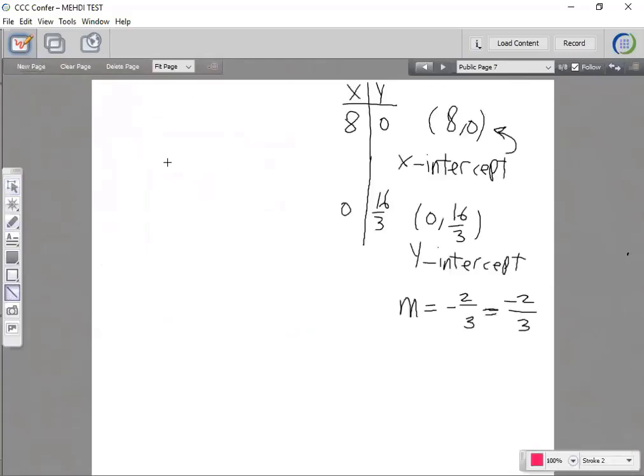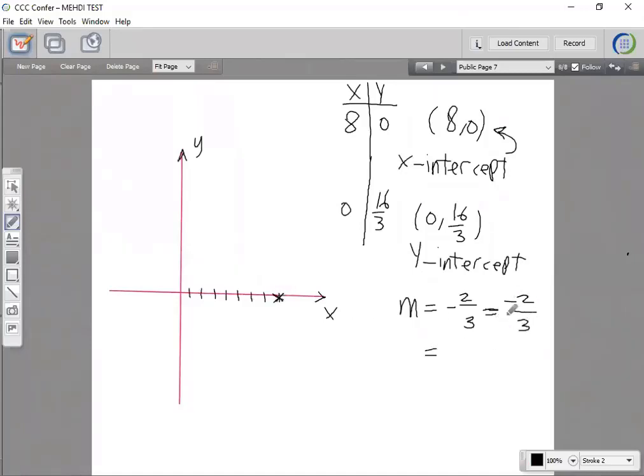To graph the line, I need 2 points. I can either locate the y-intercept or the x-intercept. In this case, I'm going to locate the x-intercept because that's easier to locate. If I locate the x-intercept, that would be 1, 2, 3, 4, 5, 6, 7, 8. So from this point here, the slope is minus 2 over 3.